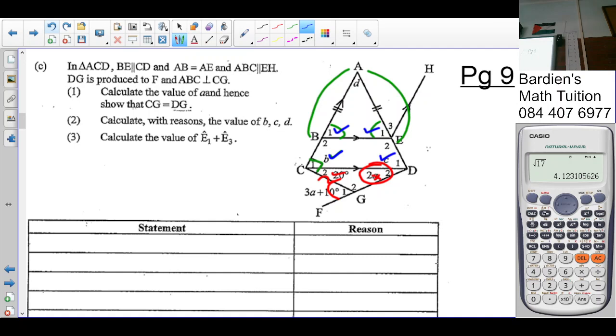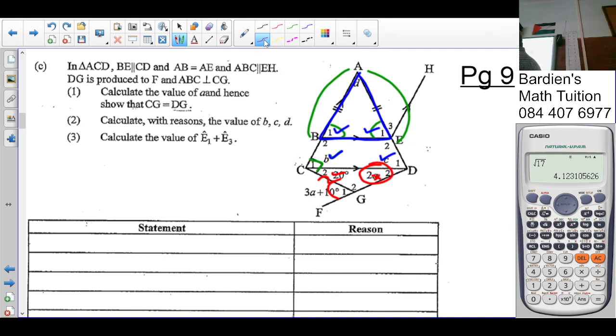Right, listen. The other question says calculate D. Where's D? D is on top. Then we got that D, sum of angles of a triangle. Nice. Right, because we got B1, we got E1, we can calculate little d there. Yes, all of that you write down.